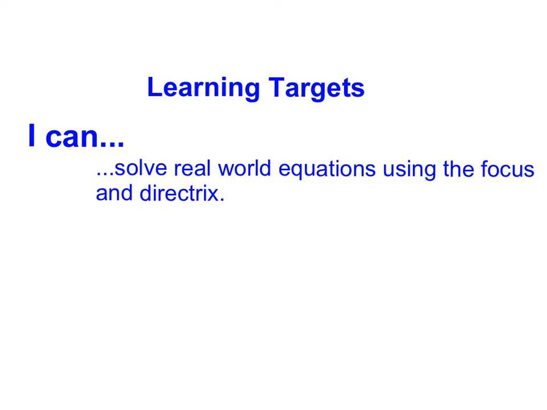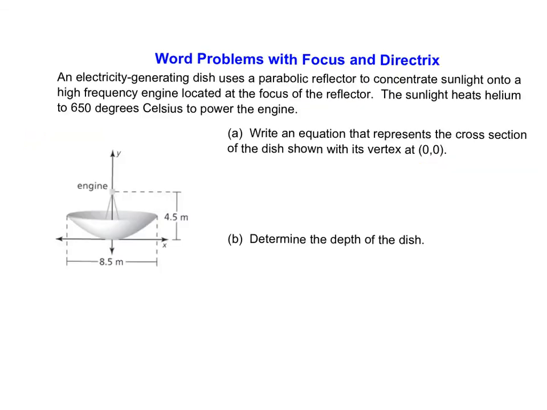So in this video, we're going to take our knowledge of the focus and directrix, and we're going to solve a real-world problem. If we read through this problem, it says, an electricity generating dish uses a parabolic reflector to concentrate sunlight onto a high-frequency engine located at the focus of the reflector.